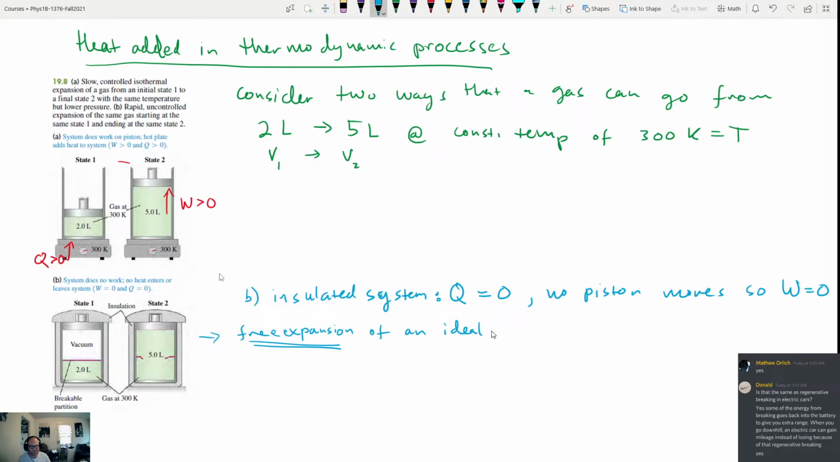Does it have to be an ideal gas? I think it does. But we call that the free expansion. Okay.